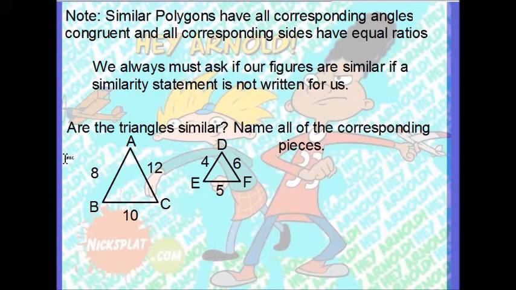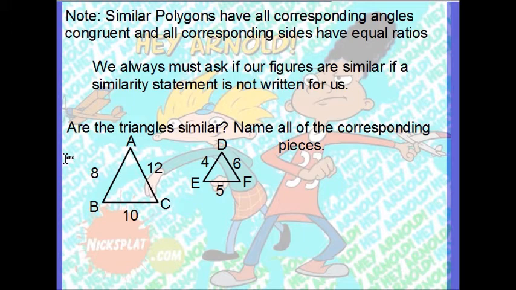Now, it's important for me to note that similar polygons have all corresponding angles congruent, and all corresponding sides have equal ratios. So kind of like how we matched up sides with congruency, same thing is going to happen here. The only difference is that the angles will match up exactly, but the corresponding sides, when we set it up as a fraction, all the fractions should be identical. We also must ask if our figures are similar, if a similarity statement is not written for us.